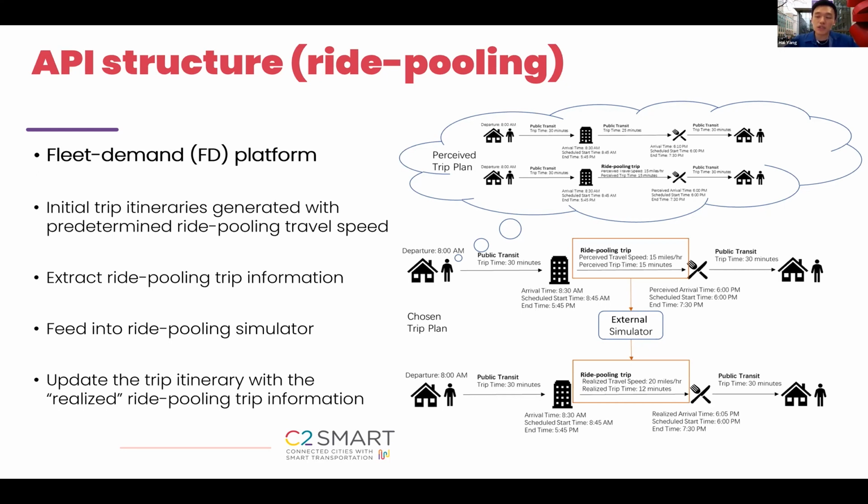By fetching this specific trip leg and feeding it into the external simulator, in our case a ride pooling simulator, the result will be the realized trip time for this specific trip leg. In the figure here, the realized trip time is 12 minutes. So this realized trip information will substitute the previous 15-minute trip time, and then the trip agenda for this specific agent is updated with a more realistic usage of a ride pooling service.